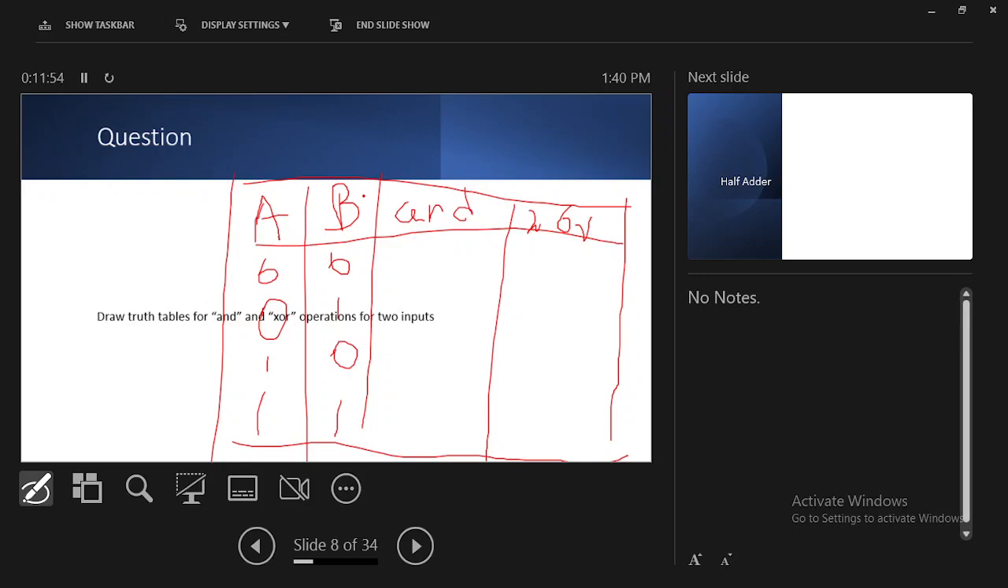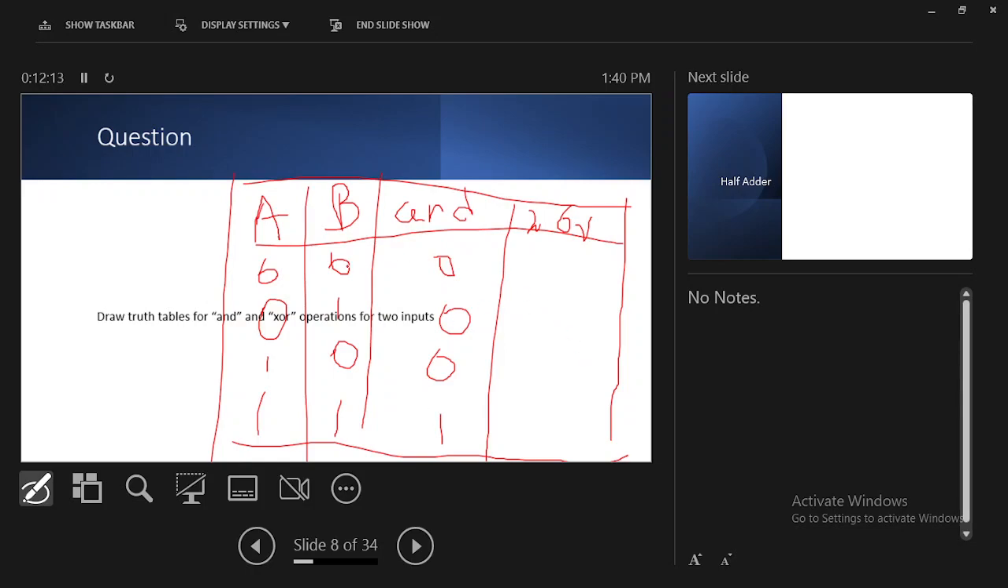Done. Right. So basically, what happens in AND operation? It's like multiplication. Zero multiplied by zero, it's a zero. Zero multiplied by one, it's a zero. One multiplied by zero, it's a zero. One multiplied by one, so it's finally one. So this is the output for AND operation.